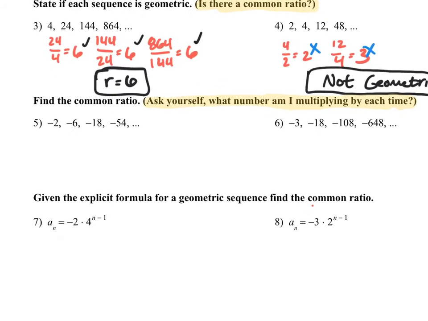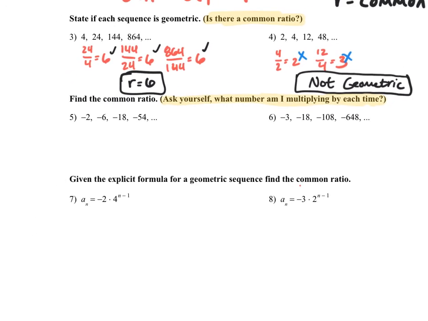I wouldn't change anything up if I were y'all. I would do the exact same thing I did just to check it and see. Negative 6 divided by negative 2 is positive 3. Negative 18 divided by negative 6 is 3. Negative 54 divided by negative 18 is positive 3. Those are all the same, so your ratio is 3.